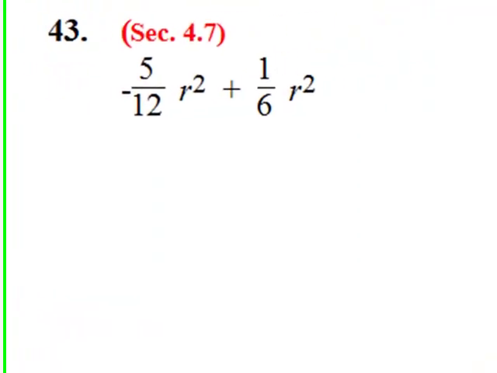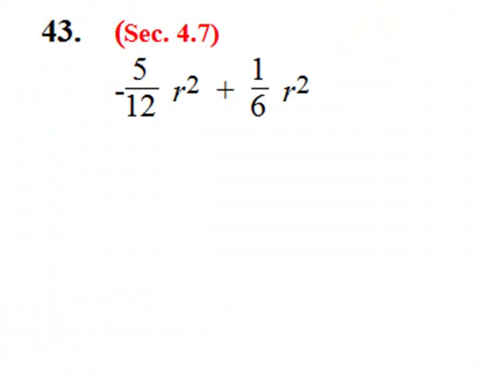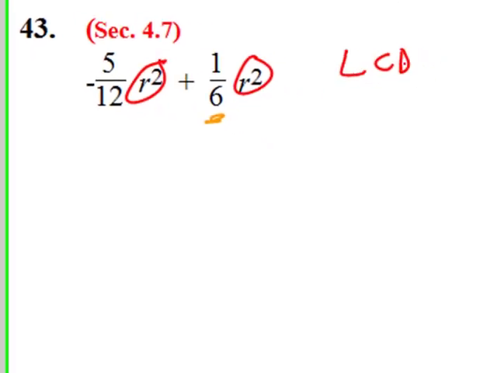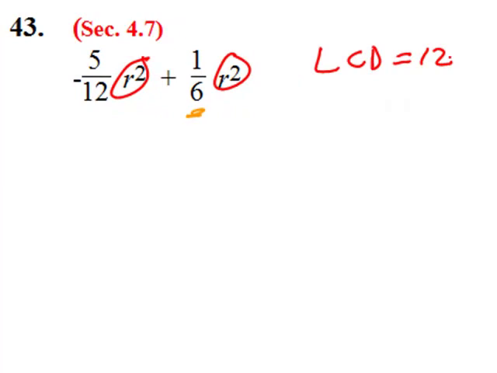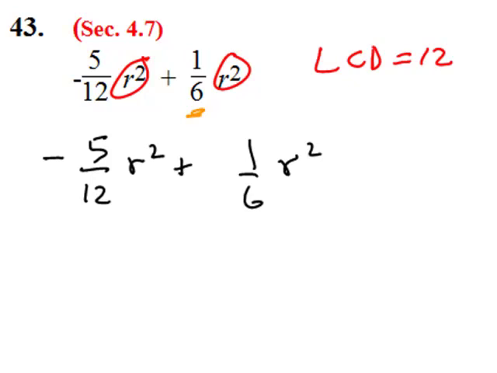Number 43, adding like terms. The terms are like, again, because they both have an r squared, but the fractions are not like, because one denominator is 6 and the other is 12. The least common denominator, the LCD, is 12 itself. So let's carefully rewrite these. This will be negative 5/12 r squared plus that 1/6. I'm going to leave some space to multiply by, in this case, 2 over 2.